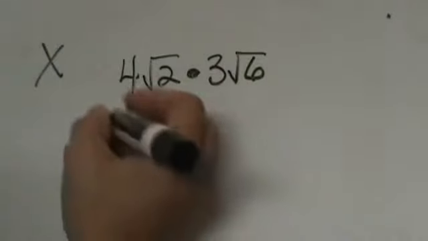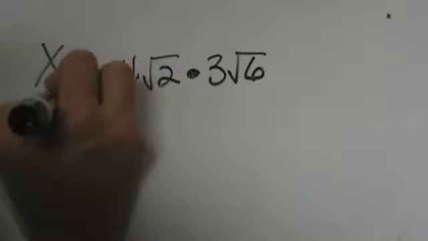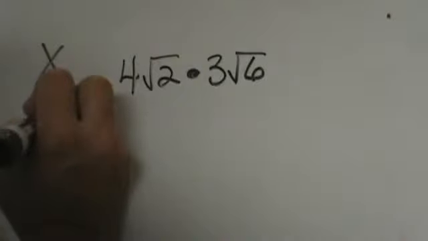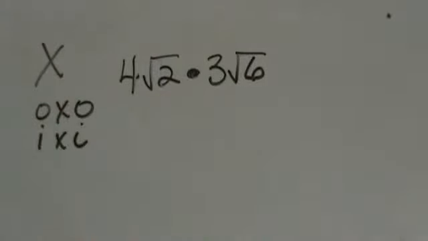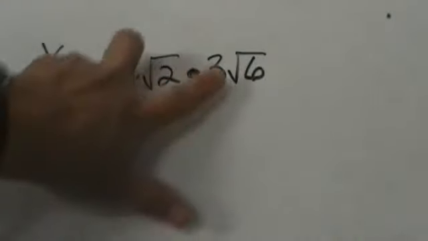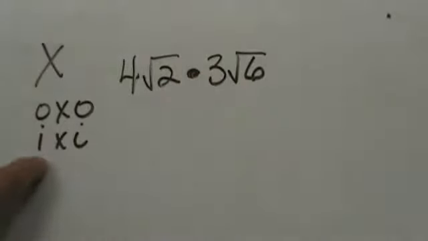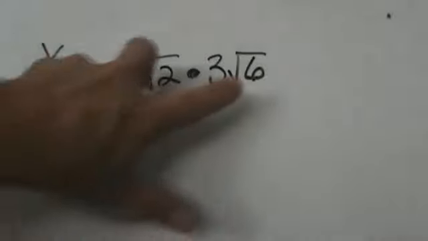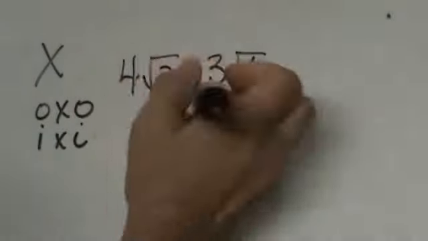And I have this rule that I always say: outside times outside, inside times inside. Okay, so whatever is outside the radical, we can multiply the coefficients. Whatever is inside the radical, we can multiply together. Okay, so let's take that.